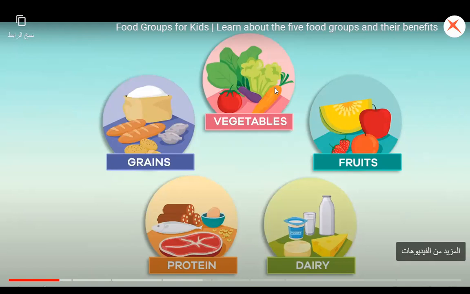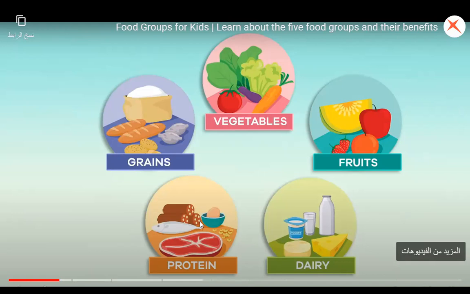Do you like rice or bread or cereals or oatmeal or cookies? What's your favorite grain? Do you like all of this? Malak, yes. Cookies. Okay.